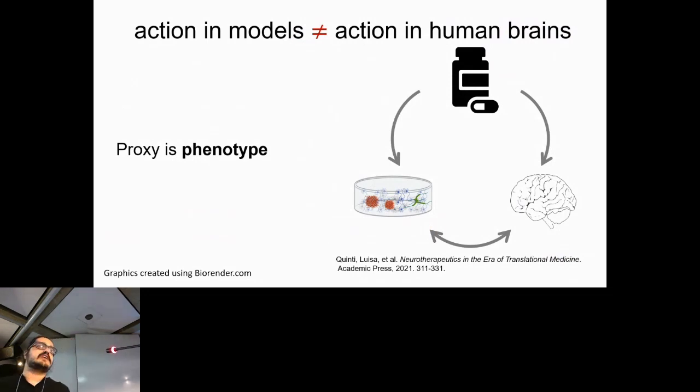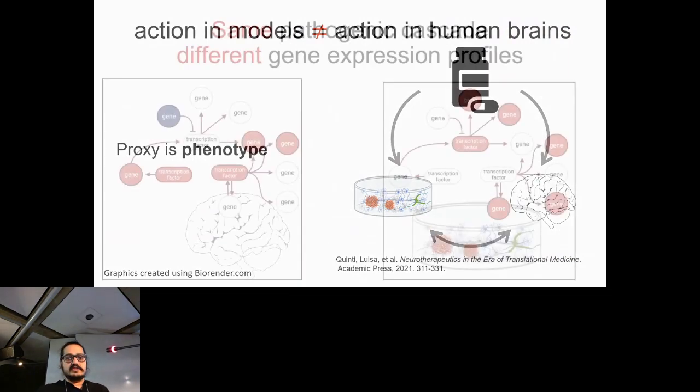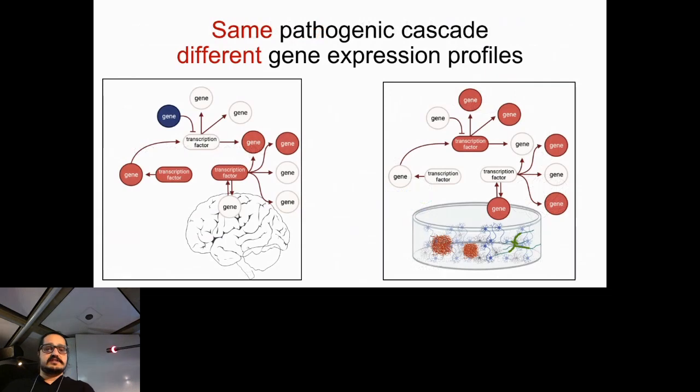So when we evaluate how good a model is, the proxy is phenotype, how well specific disease pathology is recapitulated in a cellular model. When the proxy is phenotype, we don't know if the model system and humans recruit the same set of genes and pathways to drive the disease pathogenesis. Consider this hypothetical example where the same pathogenic cascade recruits different gene expression profiles in a cell in a dish and in a human brain.